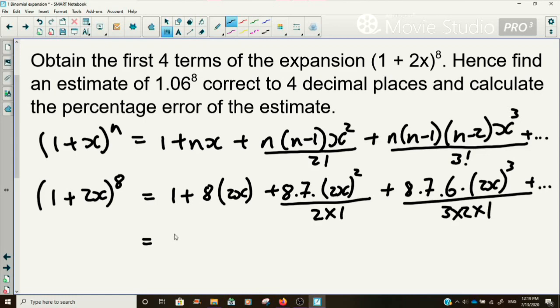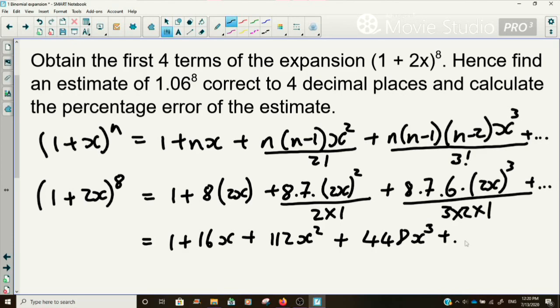Okay, so that leads to 1 plus 16x plus 112x squared plus 448x cubed, and then some other terms as well. You can just type these numbers in your calculator and work them out.